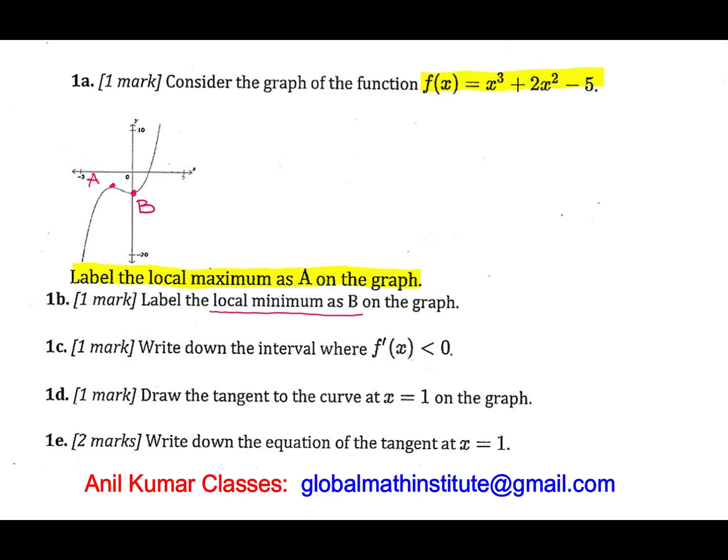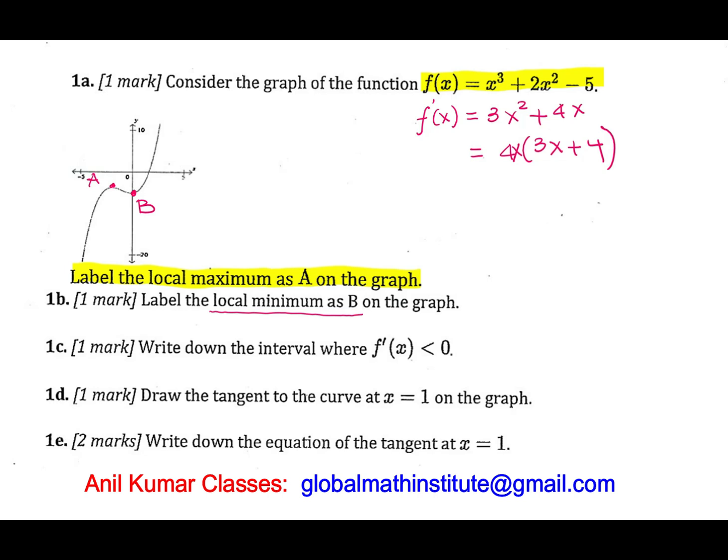So let's find the derivative of the function. We have f prime x equals 3x squared plus 4x, applying the power rule. You can factor this, taking x common. 4x common, correct? So we have 3x plus 4.